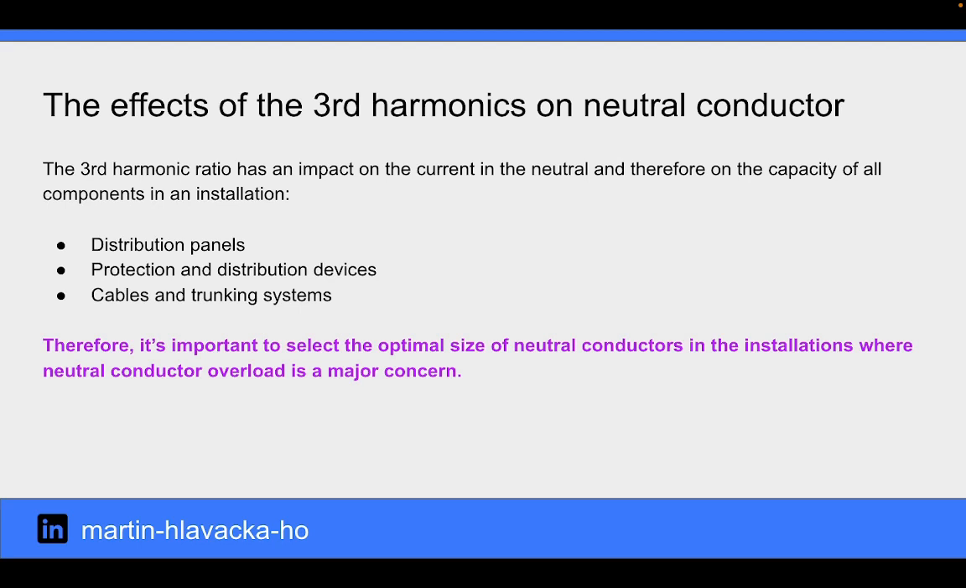The third harmonic ratio has an impact on the current in the neutral and therefore on the capacity of all the components of an installation, such as distribution panels, protection and distribution devices, and cables and trunking systems. Therefore, it is important to select the optimal size of neutral conductors in installations where neutral conductor overload is a major concern.